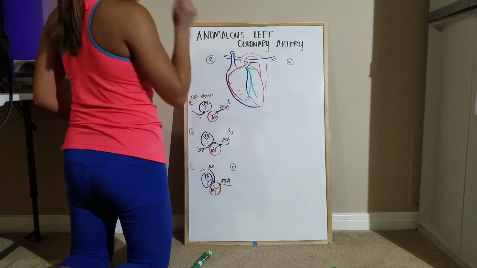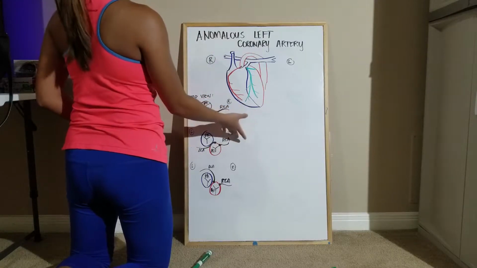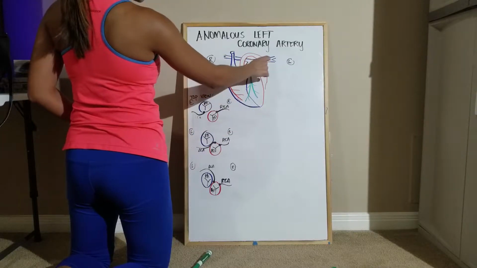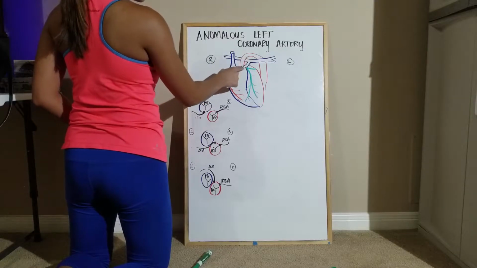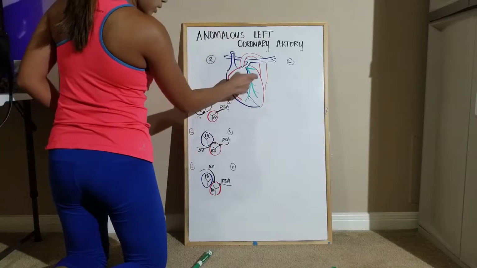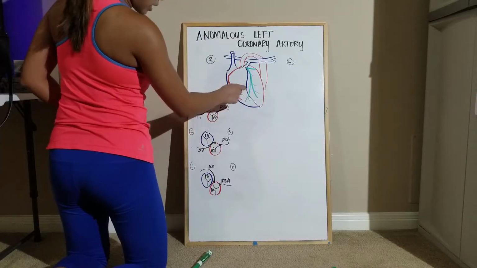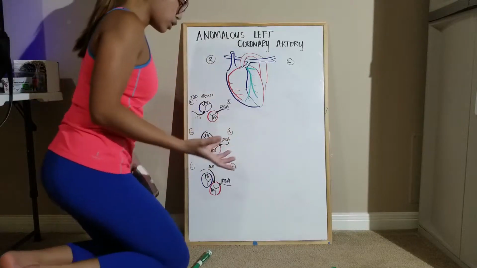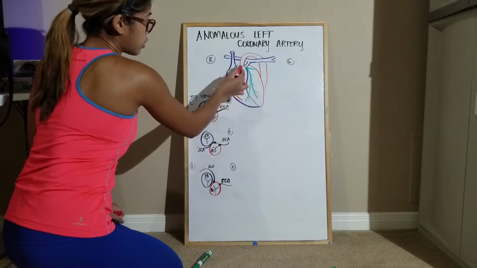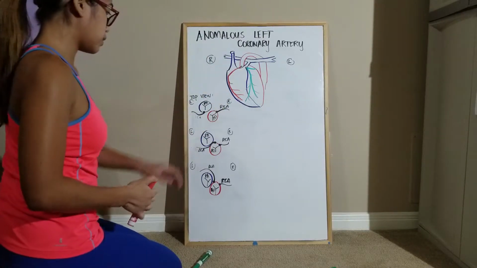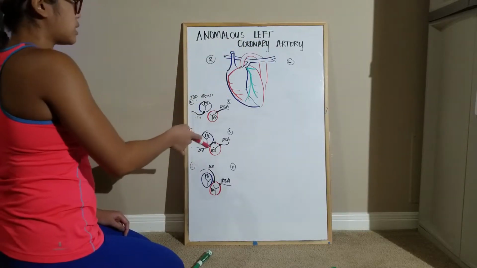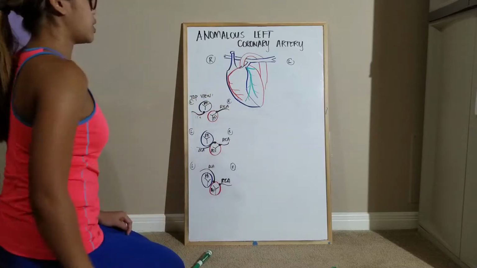But this is the outside view of the heart where our coronary arteries are. This red one is our aorta. This blue one right here is our pulmonary arteries going to the left and going to the right. These are our coronaries that in a normal heart should both come from the aorta. So the other one should be on the aorta, on the right and the left of the aorta. But in an anomalous left coronary artery, it branches out from the pulmonary artery.